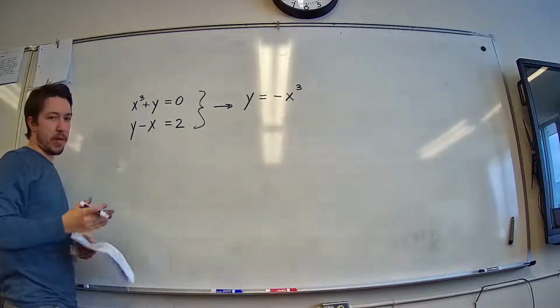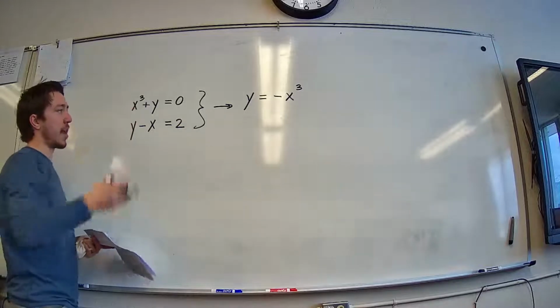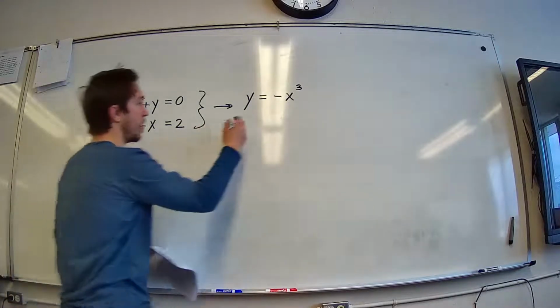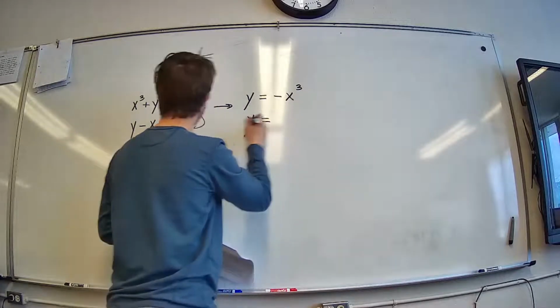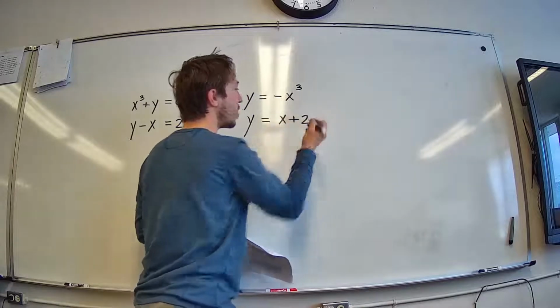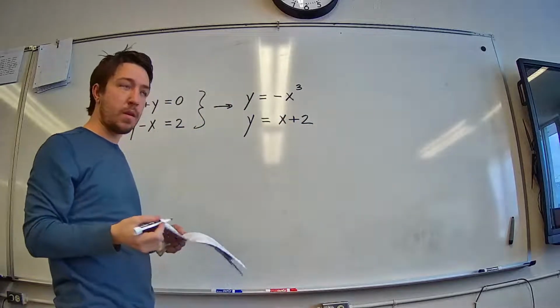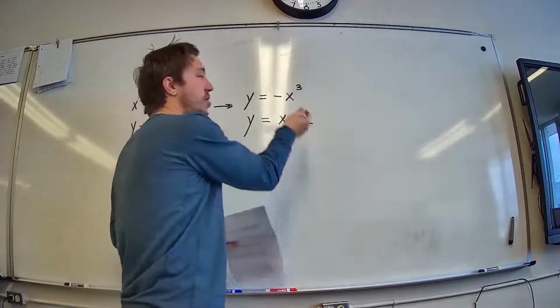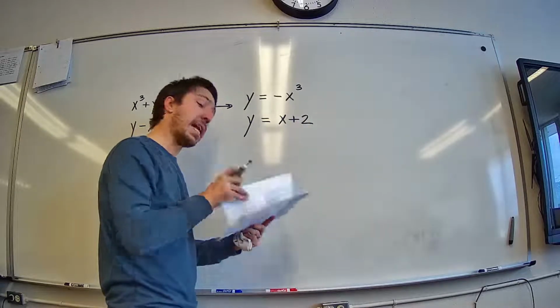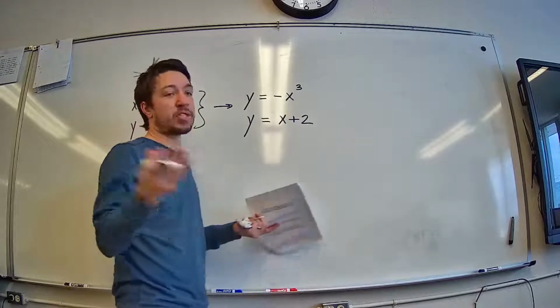Algebraically speaking, what you're doing is subtracting x cubed from both sides of the equation. And how about this guy? Add the x over. Are we okay with that?